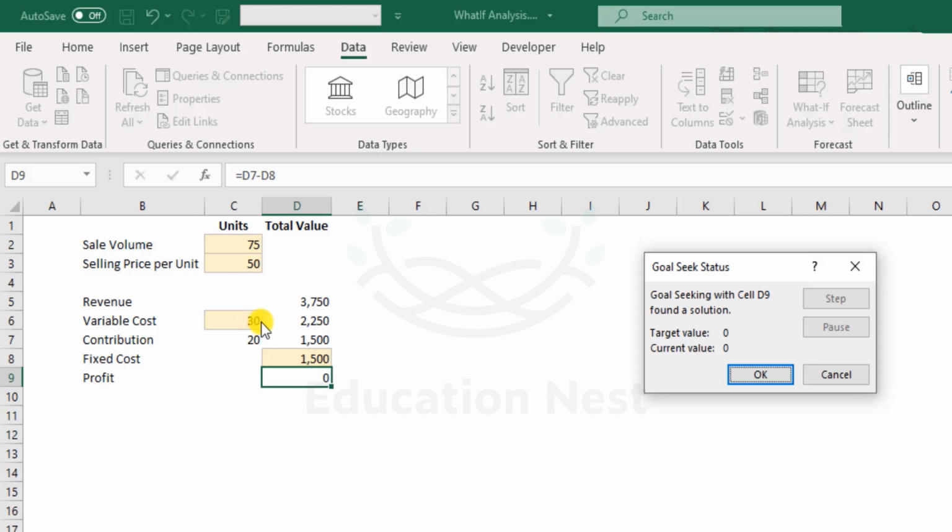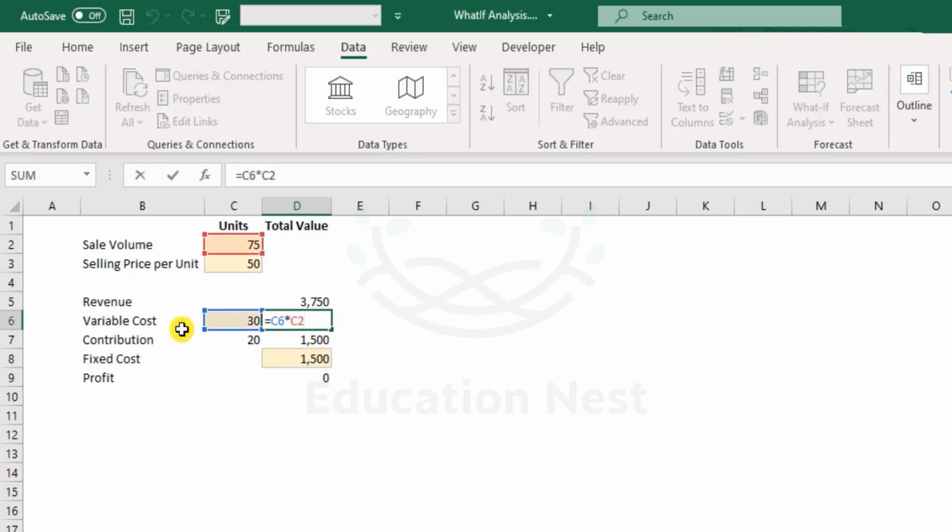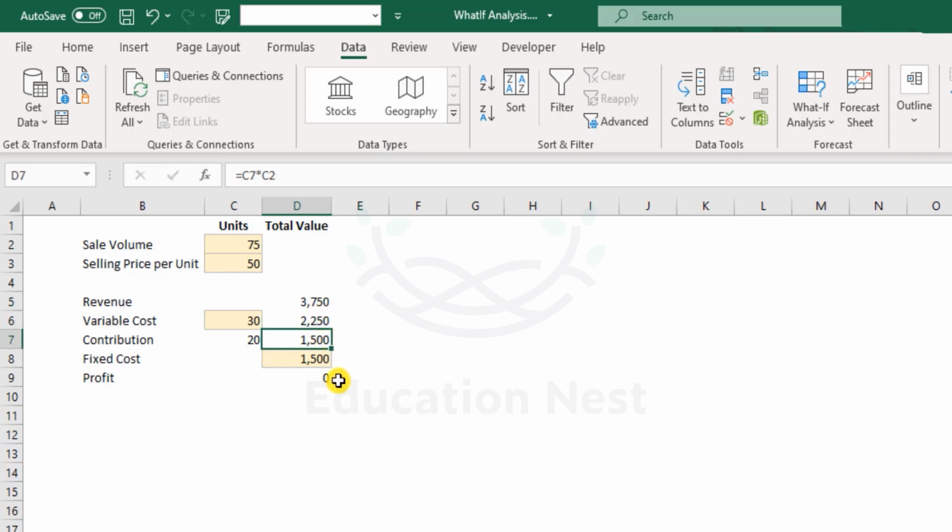Now the variable cost is at 30 per unit. So for 75 units, it's $2,250. Let me click OK and show you. It's for 75 chairs, it's $2,250. Then contribution is the difference between the two. And fixed cost is already given at 1,500. So the difference between the contribution and fixed cost comes down to 0.